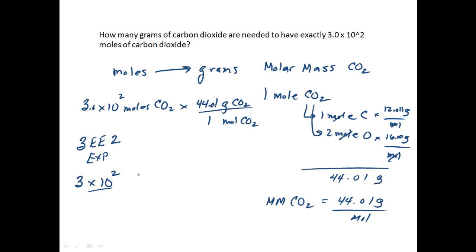So we have 3 times 10 to the second, and we're going to multiply that by 44.01 grams per mole. The moles cancel out here, so we're going to be left with grams. So take the 3 exponential 2, multiply that by 44.01, and hit equals, and we get for an answer 13,203 grams of carbon dioxide.